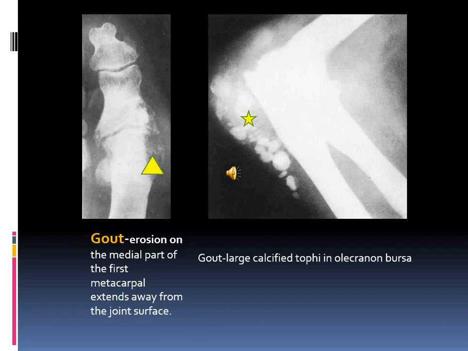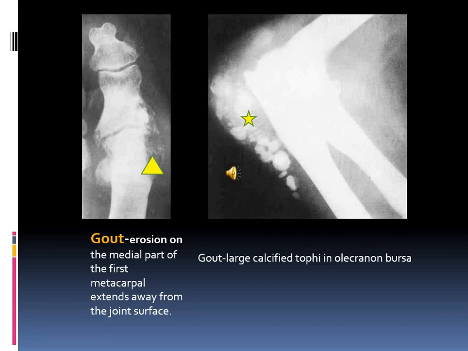Also, another joint is noted on the right side, which is the elbow joint. There is a big soft tissue swelling surrounding the elbow joint with multiple areas of small and variable size dense bodies noted within the soft tissue of the joint. This represents calcified tophi related to gout disease, which is represented by the star region.